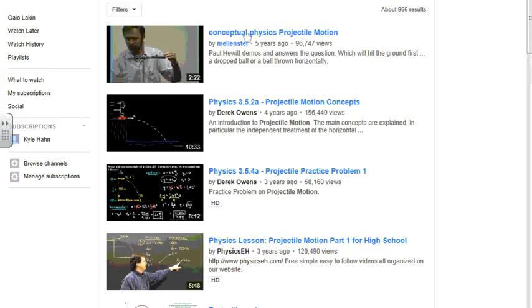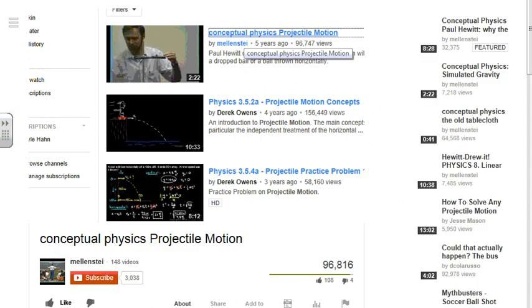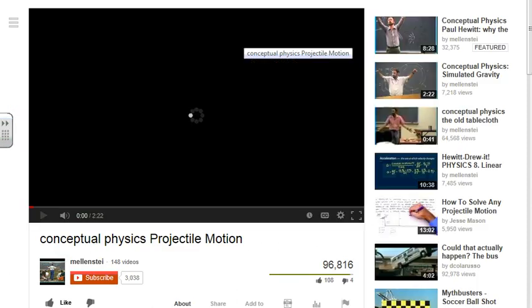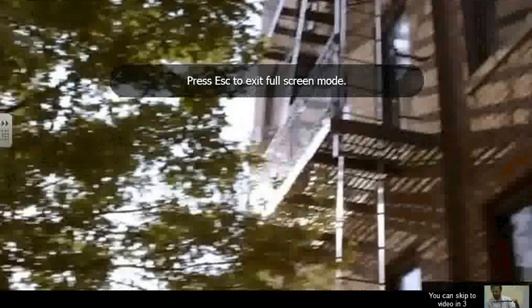Okay. So this is the guy, Paul Hewitt. And he just rigged up this little contraption that's going to sort of kick one pinball out at the same time that it drops the other one basically straight down. Whoops.